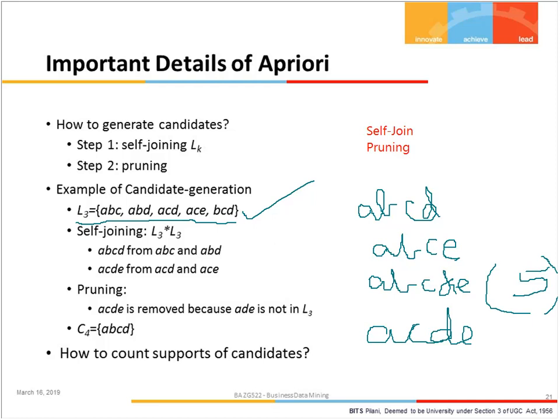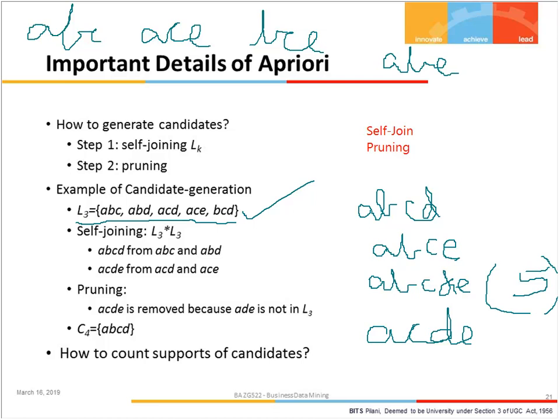Before evaluating the support for some of them, because we know the a priori principle, let's see if we can prune some of these and not evaluate their support. So let's take ABCE. What are all the possible subsets of ABCE? ABC, ACE, BCE. Okay, I think that's all right. ABC, ABE. Right.